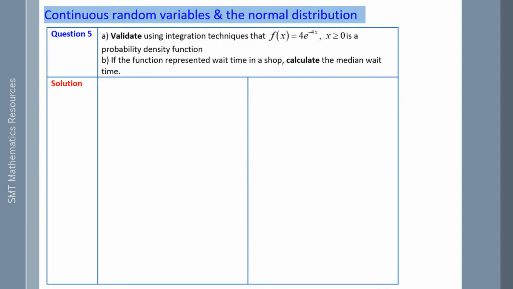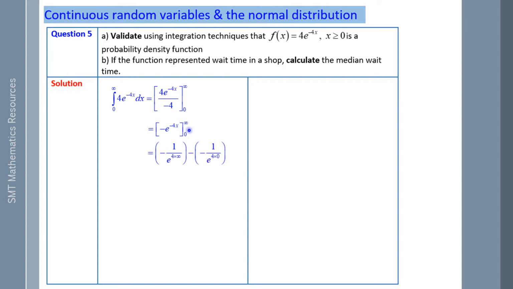Question 5. Validate using integration techniques that f(x) equals 4e to the negative 4x is a probability density function. We've got to integrate this and actually show that the area under the curve between 0 and positive infinity is 1. Now, if we integrate e to the power of kx, the k value, negative 4, we divide by that because the derivative of negative 4x is negative 4. So we divide by that and keep e to the negative 4x the same. 4 divided by negative 4 is negative 1.